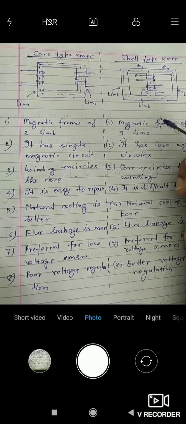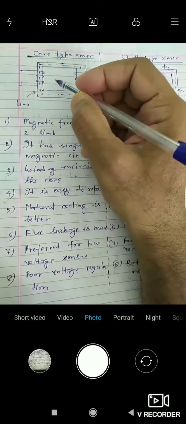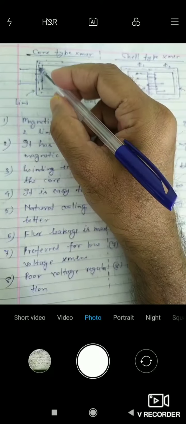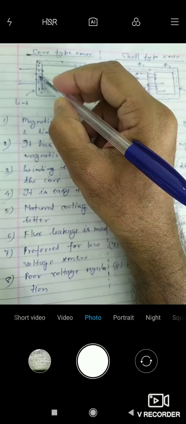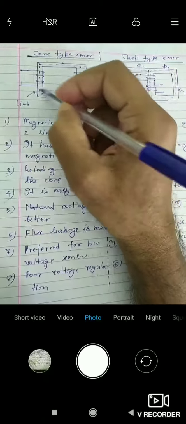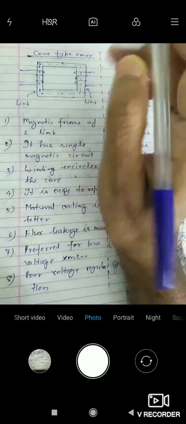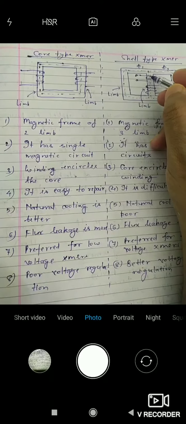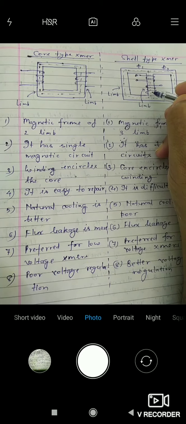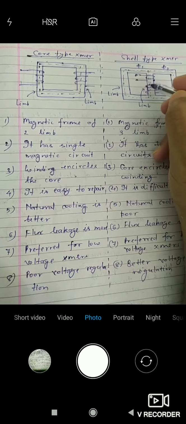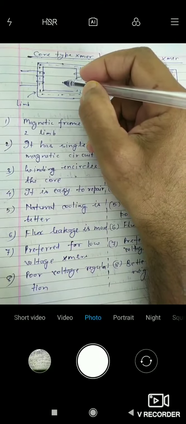Coming to flux leakage, flux has to pass from this limb to this limb. During this there is more chance of leakage because there is more gap between the two windings, whereas both windings are placed on the same limb here, so flux coming from the first winding to the second winding will be more and leakage possibility will be less. So in this case leakage flux is less, whereas in this case leakage flux is more.